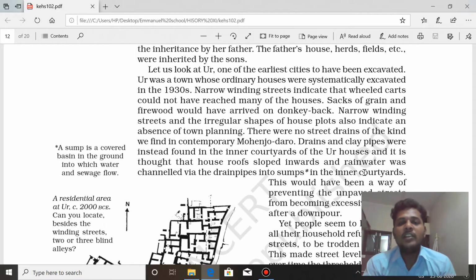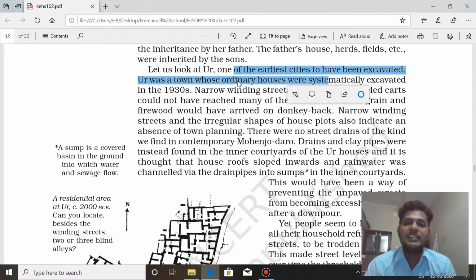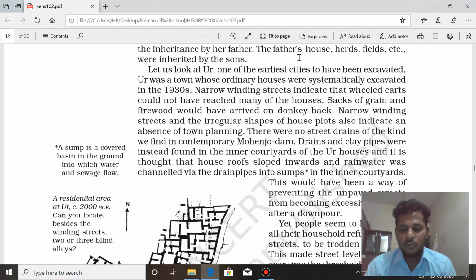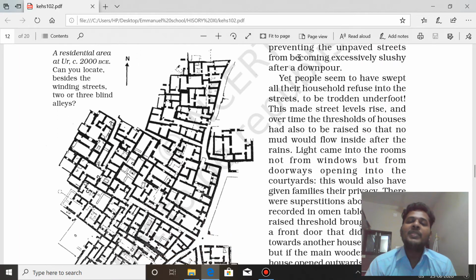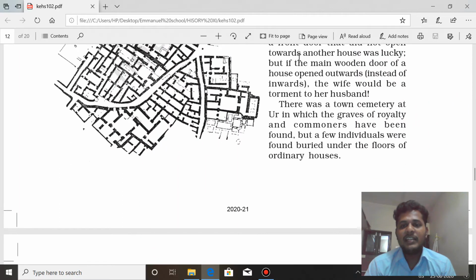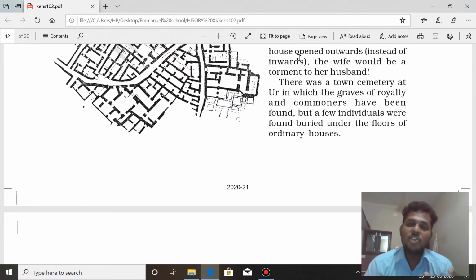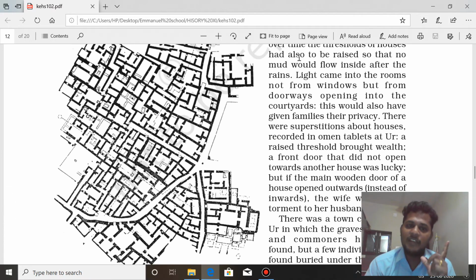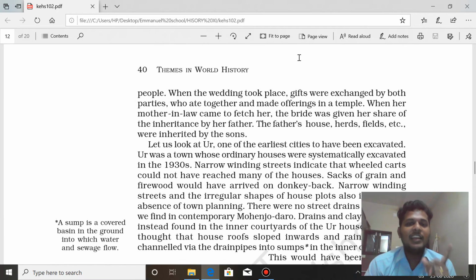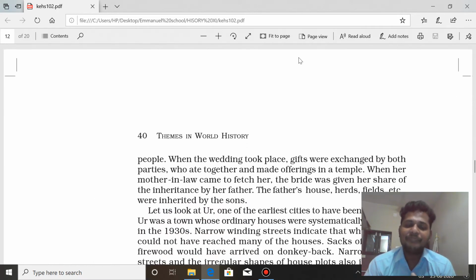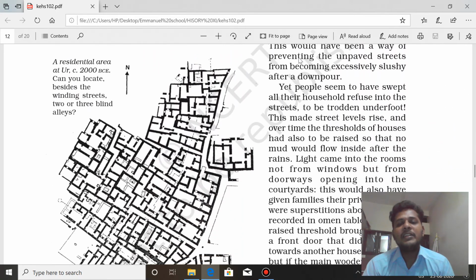So the first point: Ur is one of the earliest cities to have been excavated, and the first town where the ordinary houses were systematically excavated. That is the first line, it can be the first point. If it is a long answer, it has to have 8 points. So with this, we complete one short answer and one long answer to be written in your copy. The first one is Mesopotamian family life or society. The second is about the urbanization of Ur.